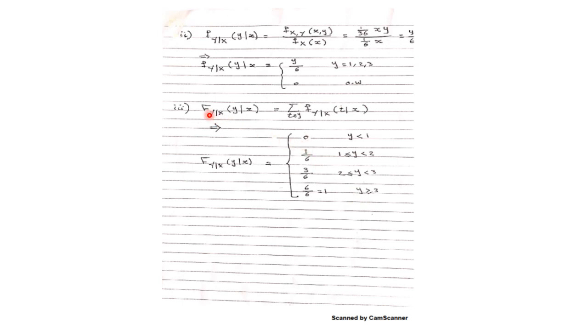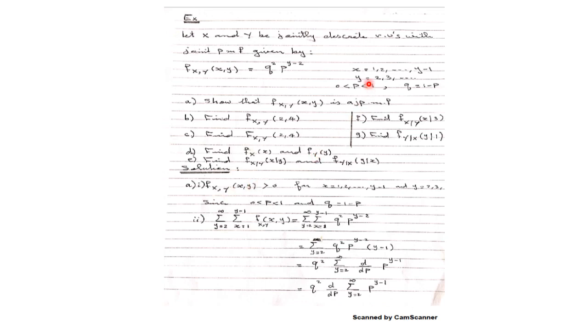Okay. If y is greater than or equal to 2 and less than 3, what does it mean? It means y is 2. Now if you want y to be less than or equal to 2, what does it mean? It means 0, 1, and 2, and that's what we mean by add. X goes from 1 to y minus 1. Okay, so that will be this one, right? This is the marginal for x.